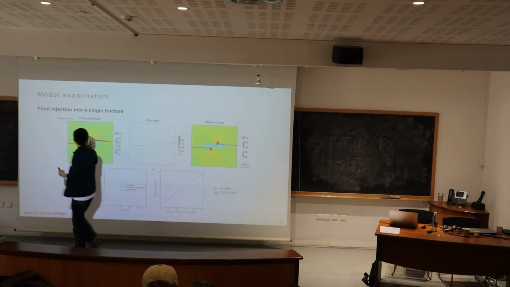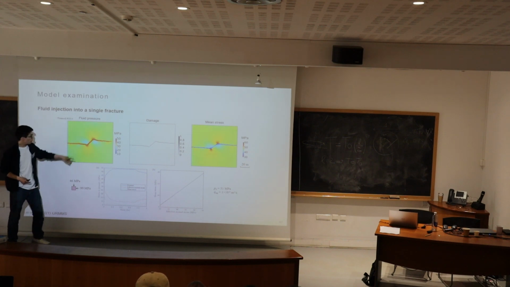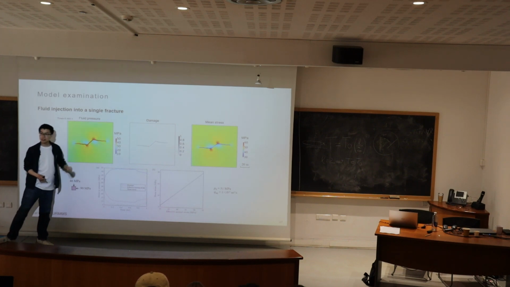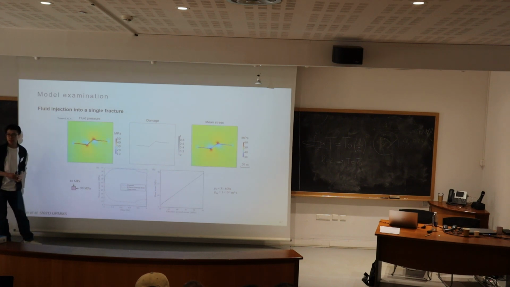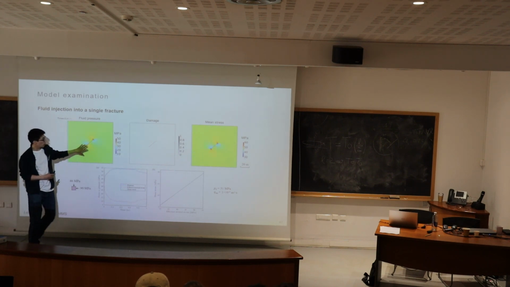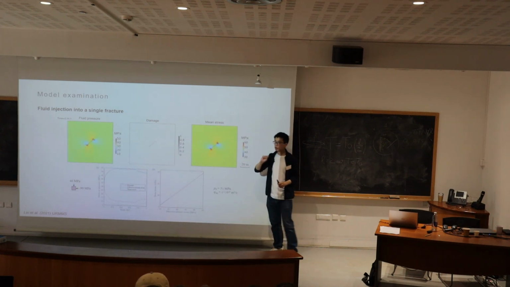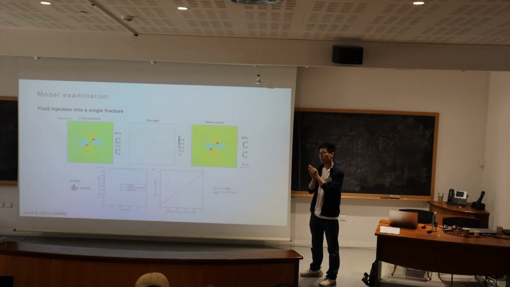So the left shows the fluid pressure plot, where we can see when we inject water, it has some high pressure appearing at the tip region, and also some low pressure here. And the reason comes from the strong poroelastic effect. When we inject water into the fracture, we will reduce the normal stress on the fracture, right? And this will also cause the slip of this fracture.